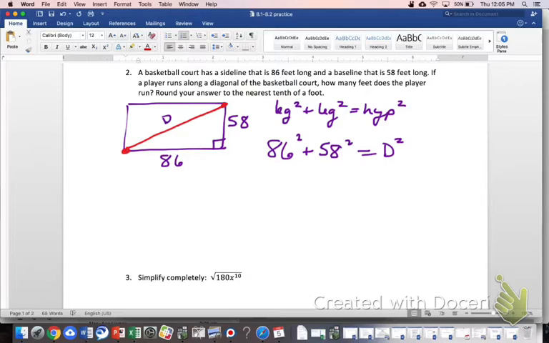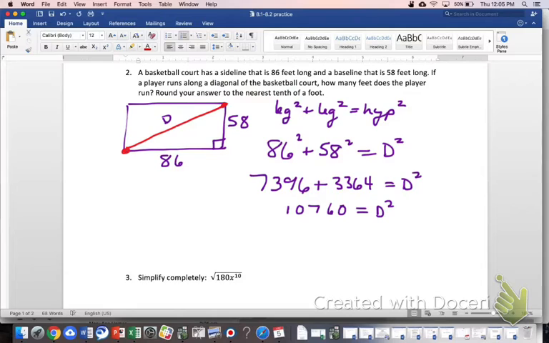Okay, so we're going to use our calculators here to evaluate this. It does say round to the nearest tenth of a foot. So 86 squared is 7,396. 58 squared is 3,364. That's equal to D squared still. If I add those up, I end up with 10,760 is equal to D squared.